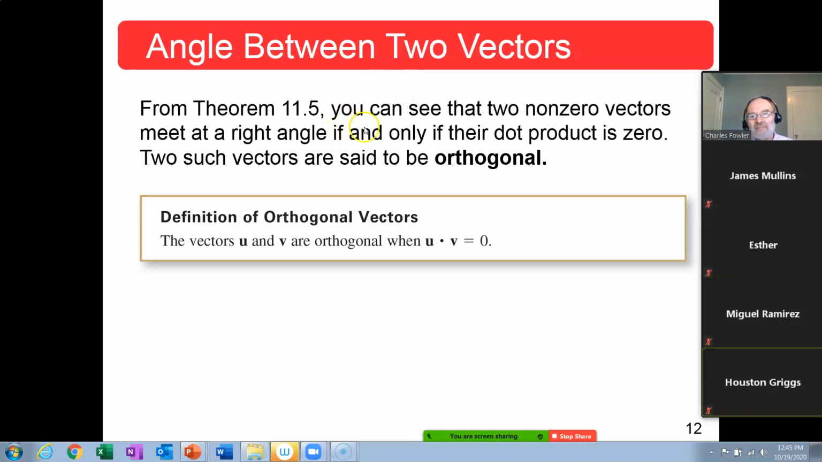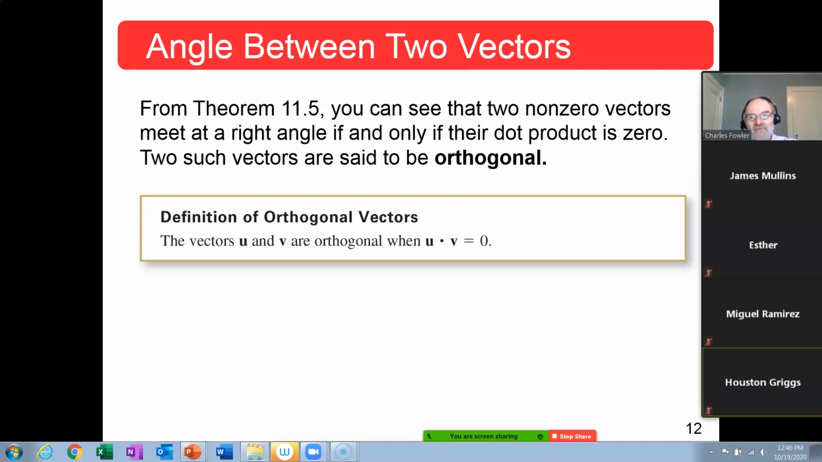Now, like I said, if the two angles are at right angles with each other, the dot product's got to be 0. If the dot product is 0, they got to be at right angles. They're said to be orthogonal. So here's the definition of orthogonal vectors. Two vectors u and v are orthogonal when their dot product is 0. That's it. That's how you determine if two vectors are orthogonal. Dot product is so easy to do.